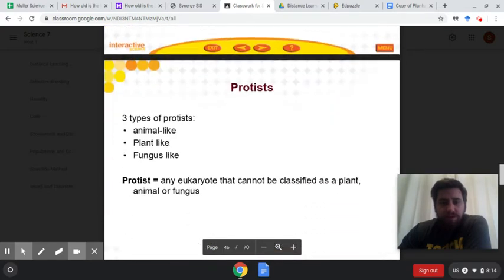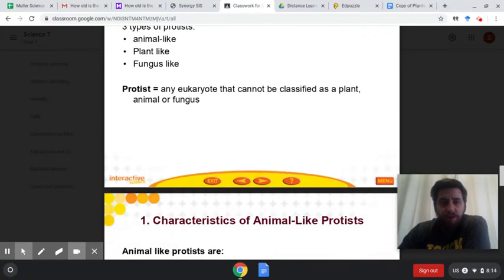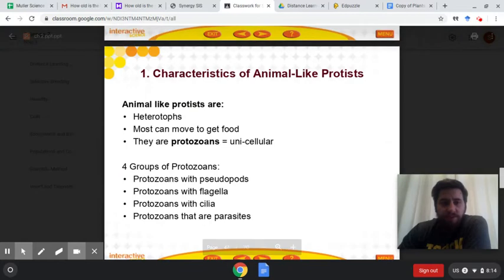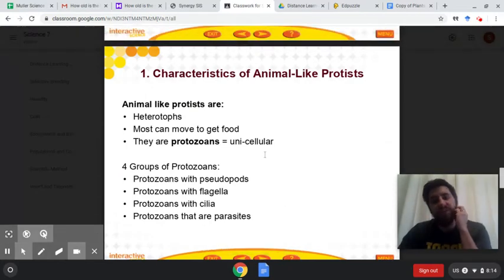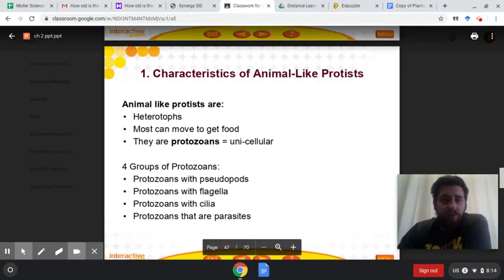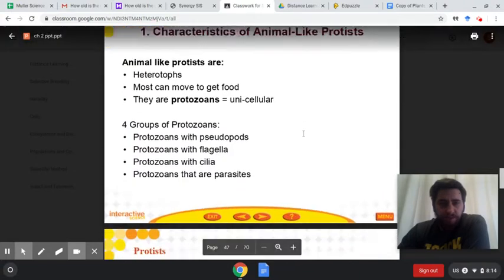Then we get to protists. There's three types: animal, plant, and fungus-like protists. They are eukaryotes. That's a characteristic. Okay. Other characteristics: most can move to get their food. They are protozoans, meaning they're all unicellular. Some of them are technically multicellular when they form these colonies, but you would just think of them mostly as, especially the animal-like protists, unicellular. So you could say uni and multicellular there.